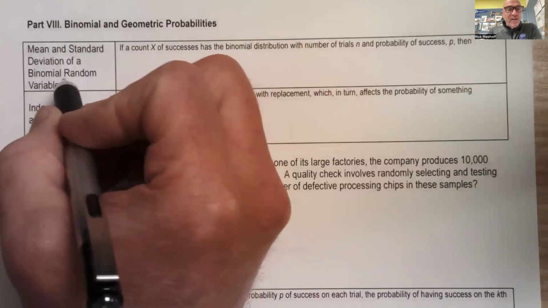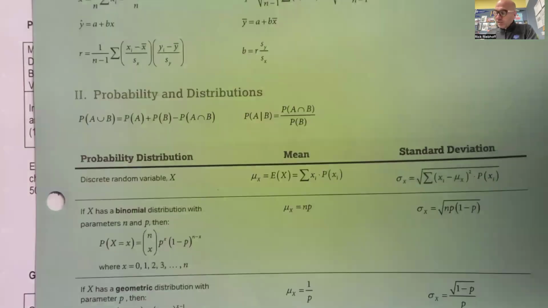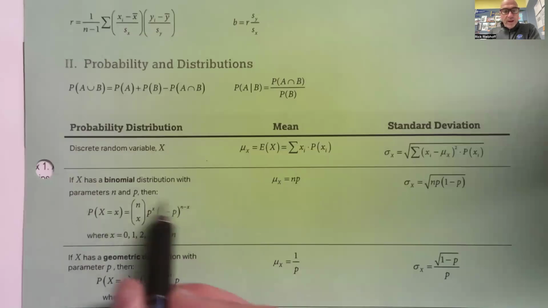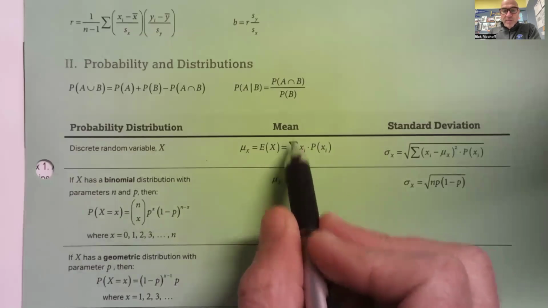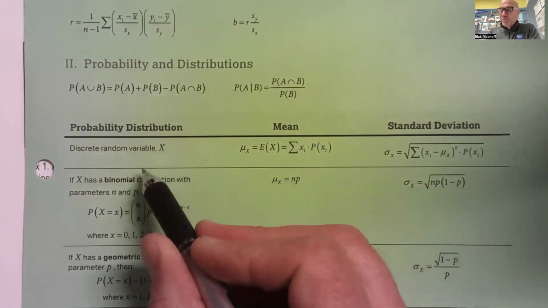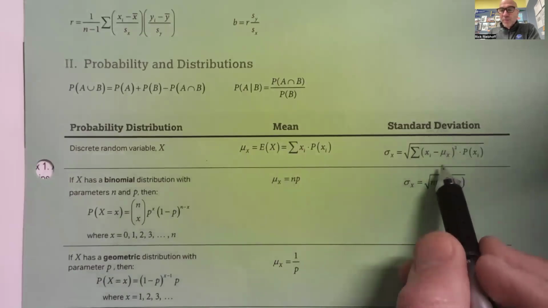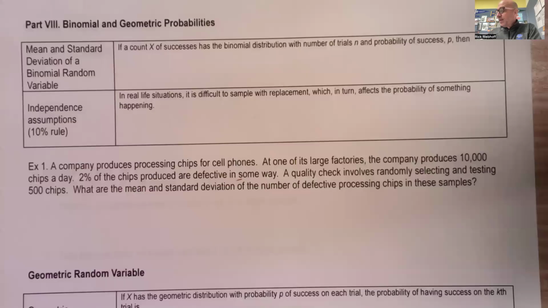Mean and standard deviation of a binomial random variable. Remember last time we went into our green sheets, or whatever color yours is, and we found the binomial distribution and the binomial formula right here. Well, right next to it, we've got a little formula. That's the mean of a binomial distribution. This right here is the standard deviation of a binomial distribution. Those are going to be useful. We need to know where they are. But let's go ahead and write them in.